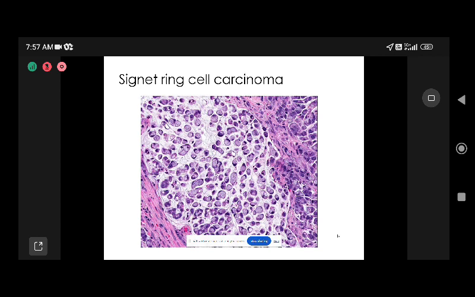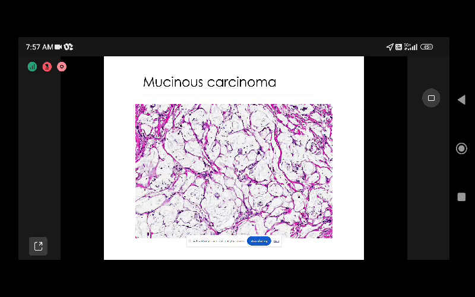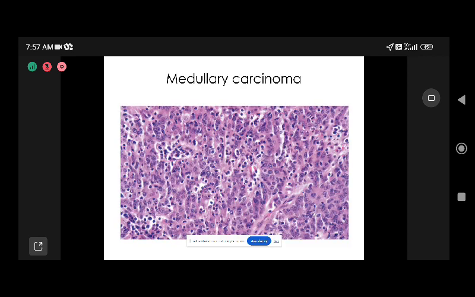Signet ring cell adenocarcinoma we call when we see these signet ring cells. If more than 50% of the tumor cells show this appearance of signet rings, we call it a signet ring cell adenocarcinoma. If the tumor is full of extracellular mucin, and more than 50% of the tumor shows extracellular mucin, then it is called a mucinous adenocarcinoma. Then we can have a medullary carcinoma, which is sheets of undifferentiated tumor cells admixed with lymphocytes.